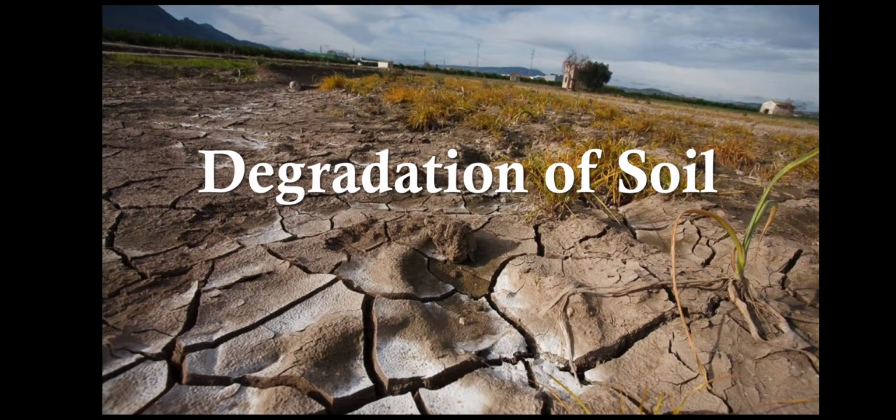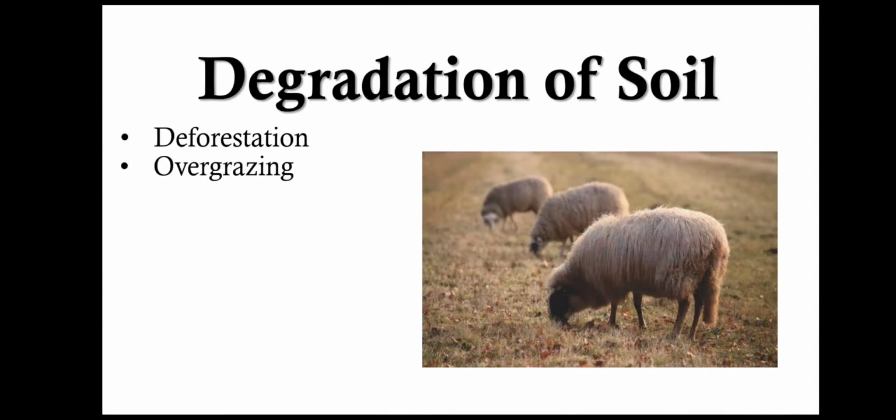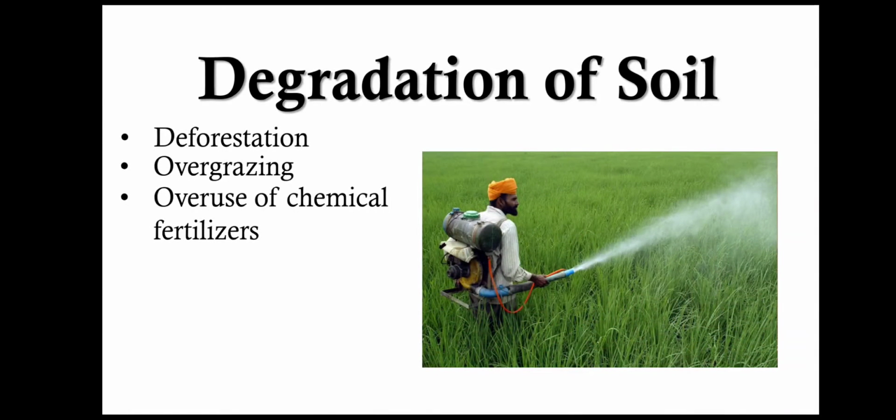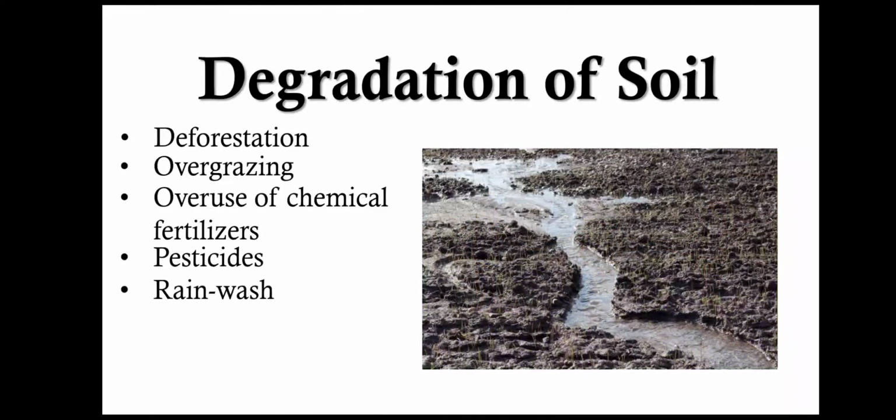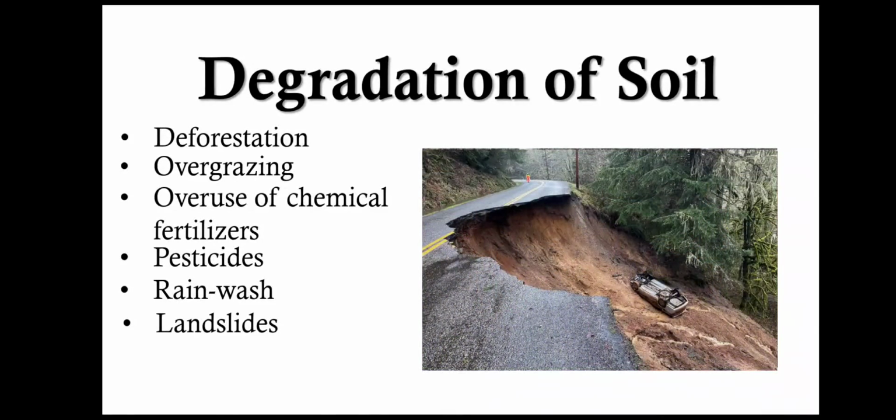Degradation of soil. Soil erosion and depletion are major threats to soil as a resource. Both human and natural factors can lead to degradation of soil. Factors which led to soil degradation are deforestation, overgrazing, overuse of chemical fertilizers, pesticides, rainwash, landslides, and floods.